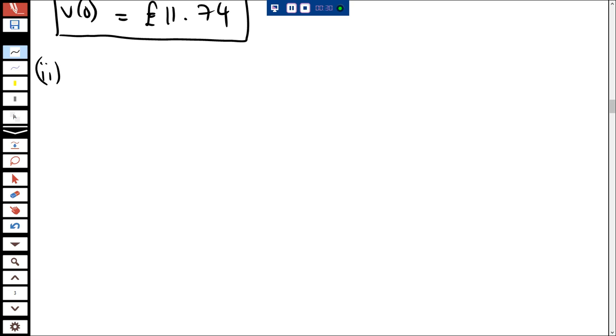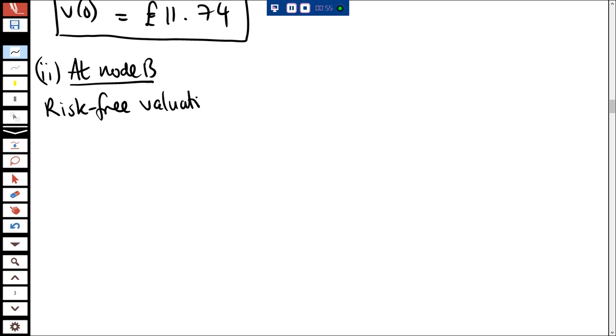Okay, so we're going to follow the same process as we did for part I. We're going to start with node B at the first time step, and we're going to calculate the payoff at this particular point and compare it with its value. So from part I, the value comes from the risk-free valuation, and we calculated that earlier as £5.21.